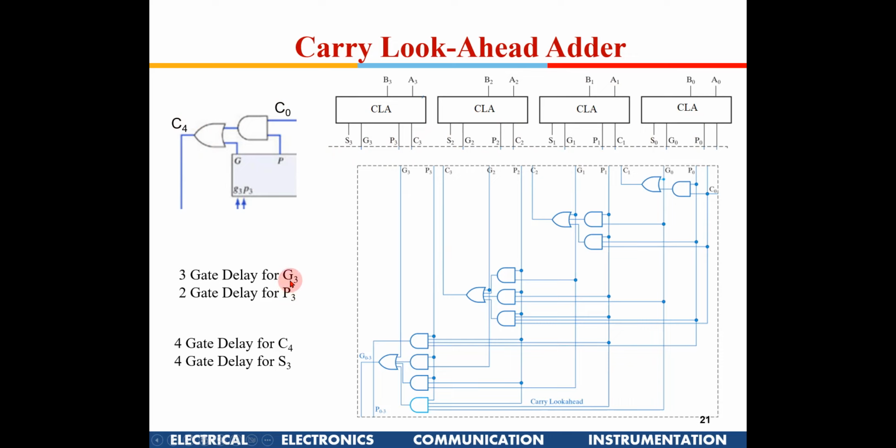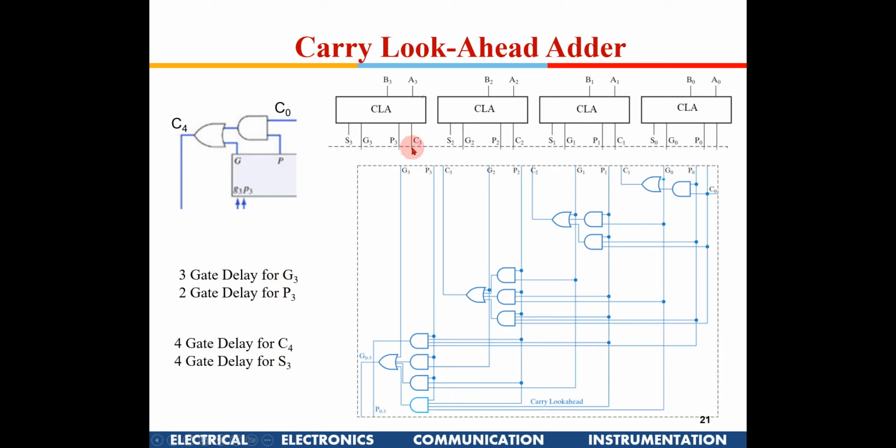Now if I see here, G3 is taking 3 gate delays. P3 for this block is only 2 gate delays because there is only one single AND gate out here. This is the AND of all the 4 propagates, so this is 2. Then you have to do AND with one more C0, so this will become 3 gate delays, and this will become 4 gate delays. G is again 3 gate delays plus 1. So I will find that C4 is at 4 gate delays, right?